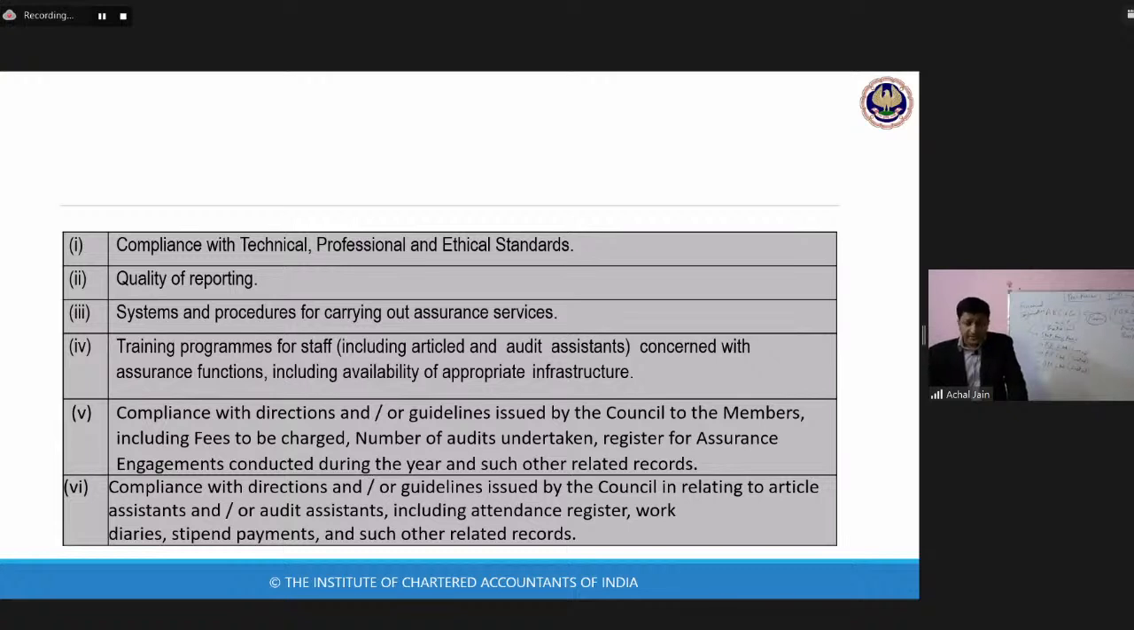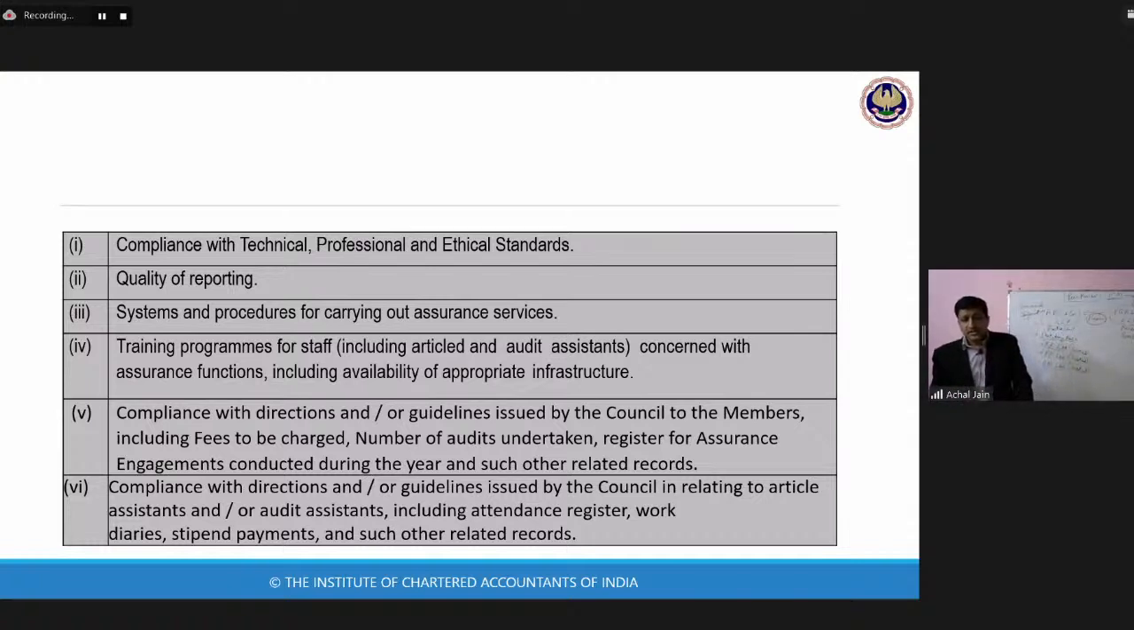If those would not be trained, then it would be very, very difficult to ensure that the quality is there in case of audit. So this is again a very important consideration on the part of the reviewer to check as to what all training programs were conducted in relation to the practicing firm.